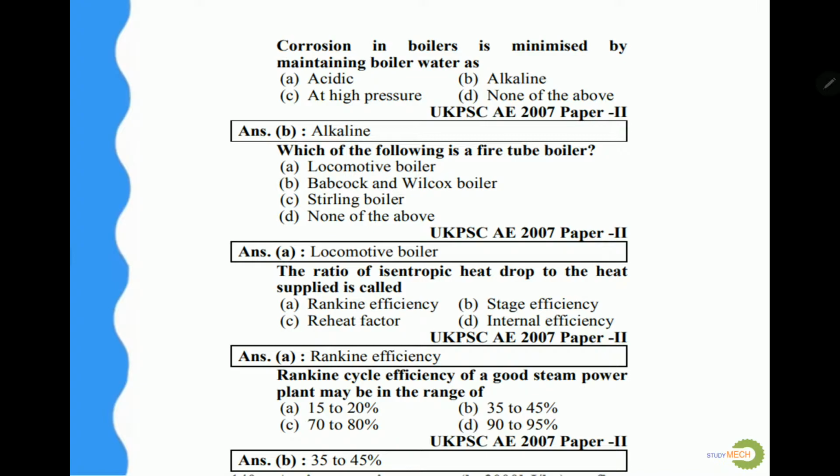Corrosion in boiler is minimized by... Option B is the right answer because alkaline material is required to minimize the corrosion inside the boiler. Option B is the right answer.